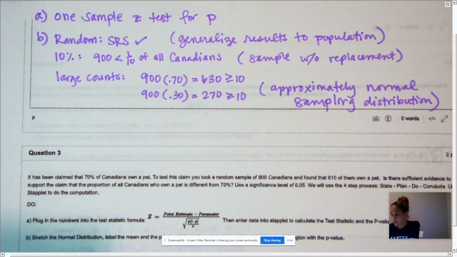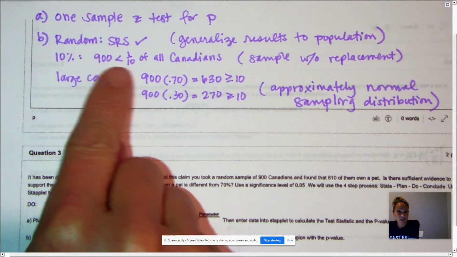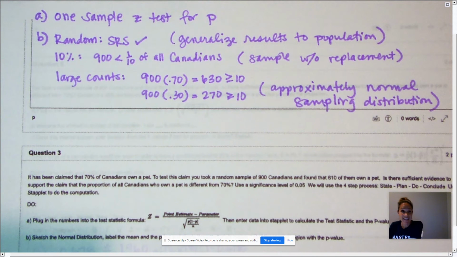10% condition: yes, 900 is more than likely less than 1/10 of all Canadians, less than 10%, which it obviously is. And that allows us to sample without replacement so that we can fulfill that condition for having independent samples. Pulling out one without replacement doesn't affect the chances of getting another one with a success or without.